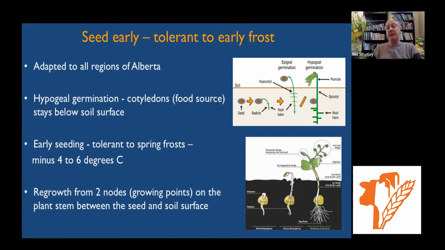So look at the diagram on the lower right-hand side. You can see the seedling, the largest seedling there. You can see at the soil surface there's a node, a growing point, and just below that there's another growing point. So those two growing points, if that seedling gets frozen off, it'll come back from one of those two nodes. I haven't seen pea, but I've seen lentil come back twice from a frost.